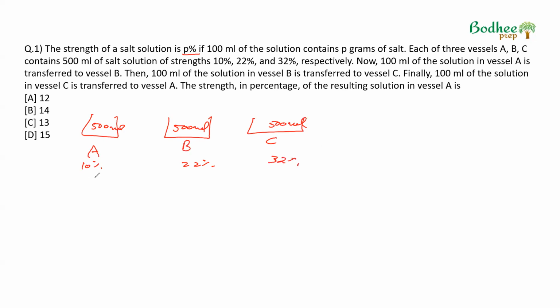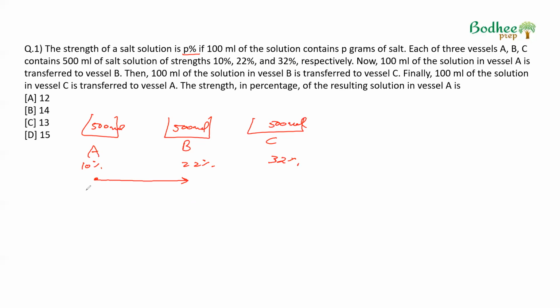Now 100 ml of solution in vessel A goes to vessel B. Then 100 ml goes from B to C. Finally, 100 ml is transferred from C to A. The strength in percentage of the resulting solution in A is... So we look at each of the transfers one by one.